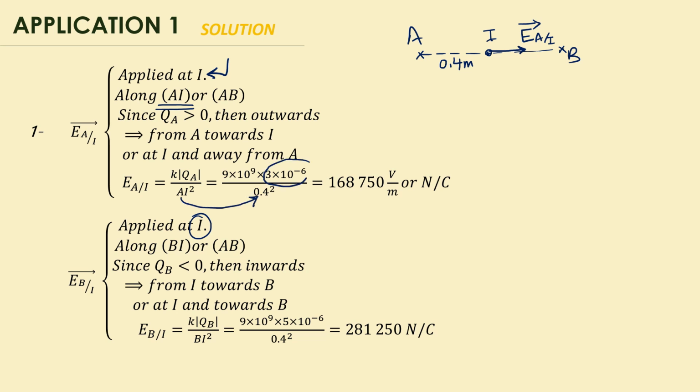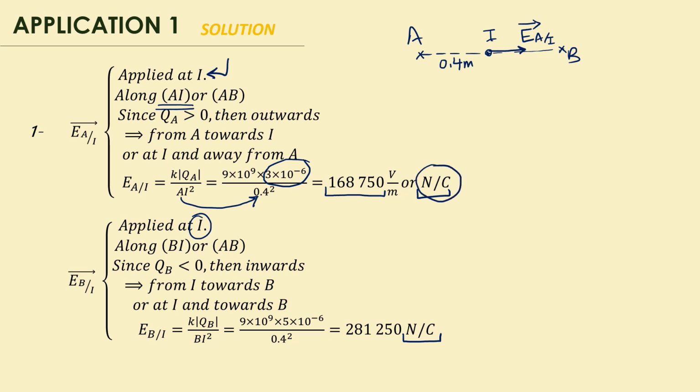Replacing values, note that AI is in meters, so it's safe to keep it 0.4. 3 times 10 to the minus 6, simple calculation, we get this value. Electric fields are usually of large values, so don't feel wrong or bad about getting a large value. The value is around 169,000 volt per meter or Newton per Coulomb. We can use either of the two, but if you notice in the second part, I have chosen Newton per Coulomb just to continue with that. Once I finish these, I'm going to talk a bit about this unit, Newton per Coulomb.